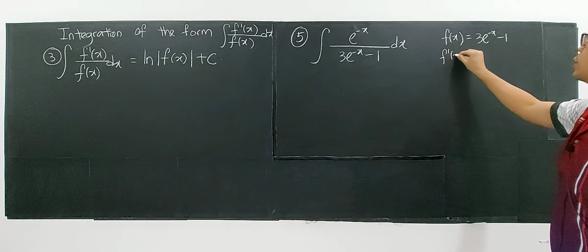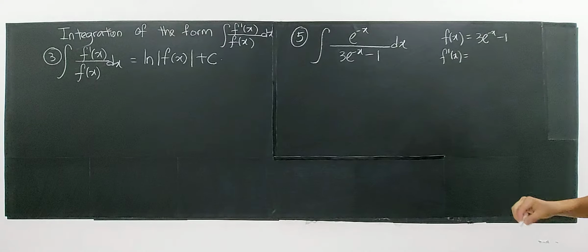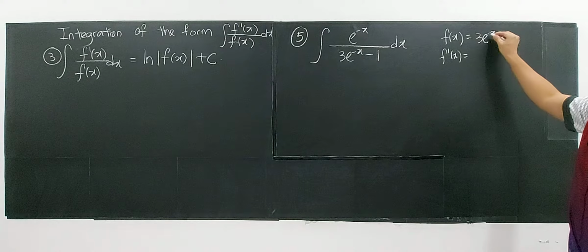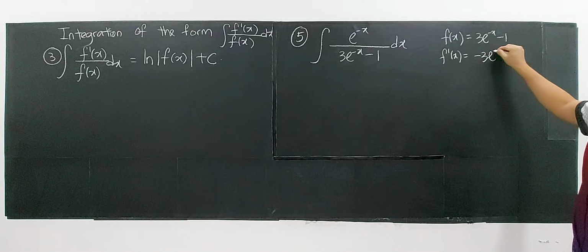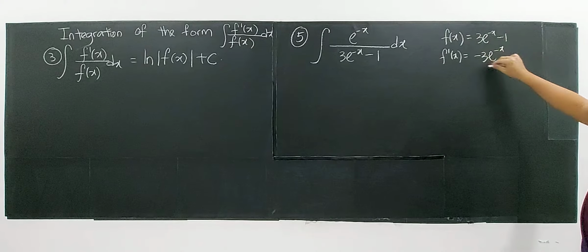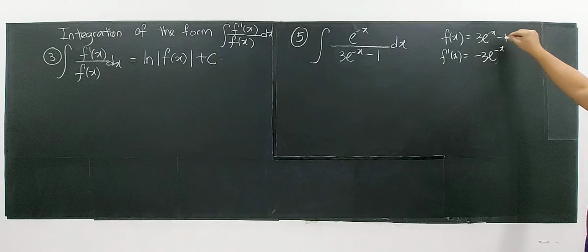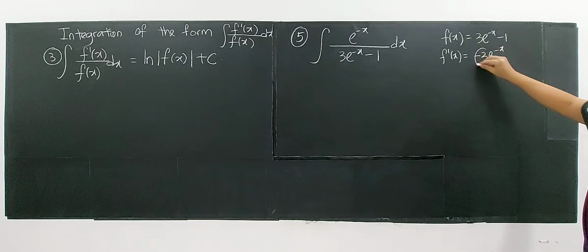And if you differentiate, you will have negative 3e to the power of negative x, right? Copy back, differentiate the power negative, right? Differentiate this one, you're getting 0. You just need a negative 3 here, right?